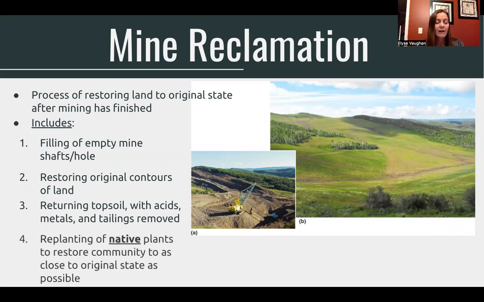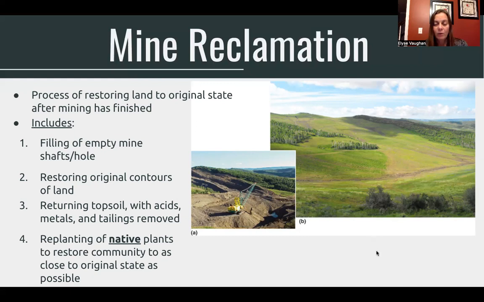And finally, you want to replant with native plants. There are several reasons for this. Planting any kind of plant is going to help to decrease erosion and hold the topsoil in place, but planting native plants assures that the native organisms, native animals can move back in and find a safe habitat. Obviously, you're not going to have full-grown trees replanted in an area, so it takes time for this to recover.